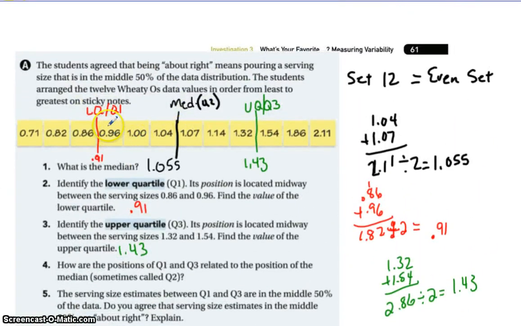If we look up here, we're talking about this part right here. Notice how they all, with the exception of this, 0.96, are above 1. And they're all within 32 hundredths of 1, with the exception of this one, and it's only 4 hundredths away from 1. So the IQR is really not that spread.